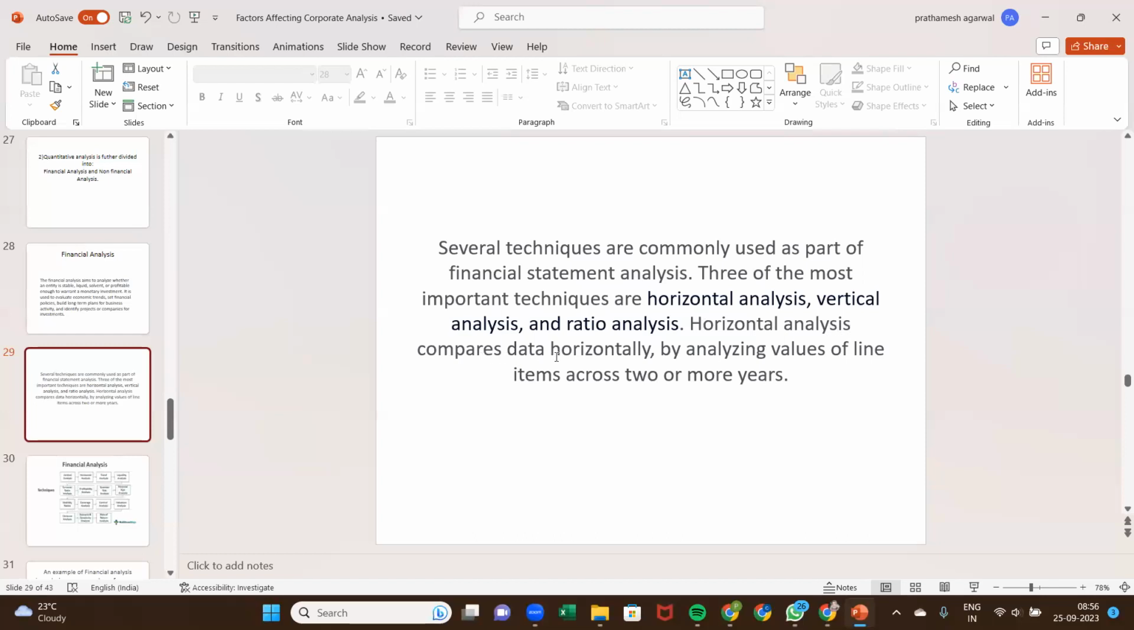Horizontal analysis compares data horizontally by analyzing values of line items. Line items means what item, what product is being prepared. The value of the same product we are analyzing or studying over a period of time.